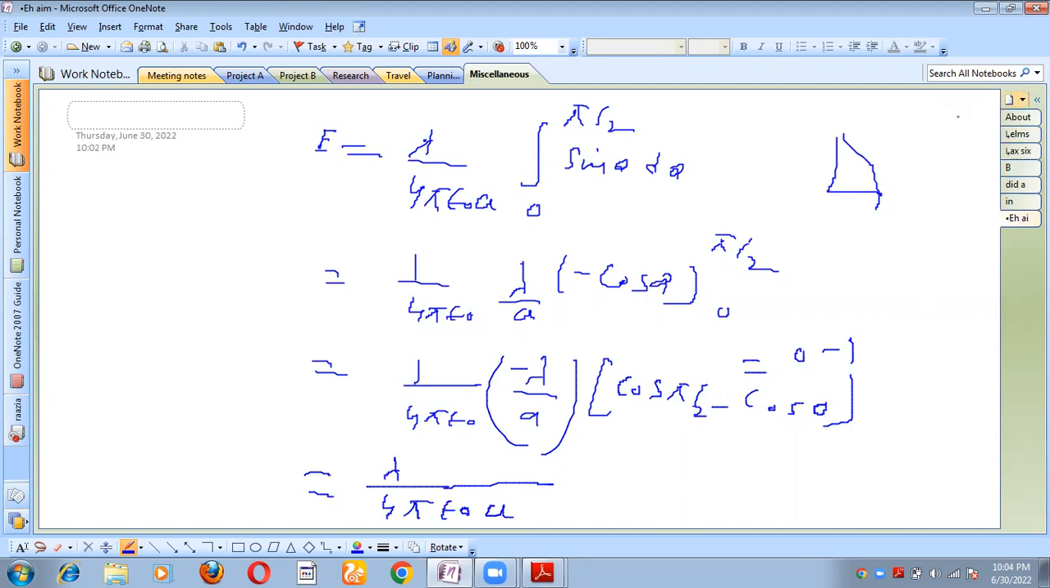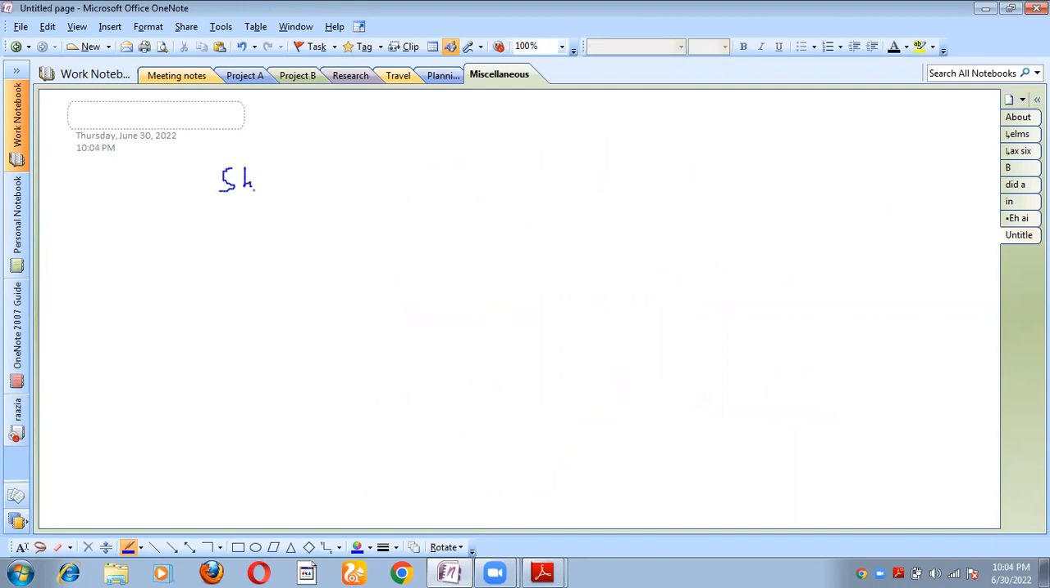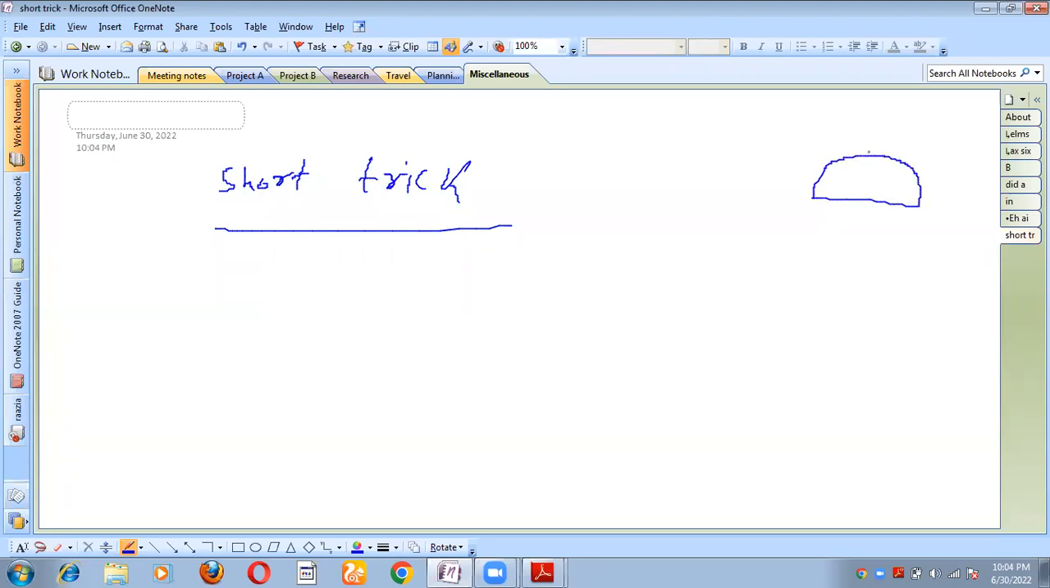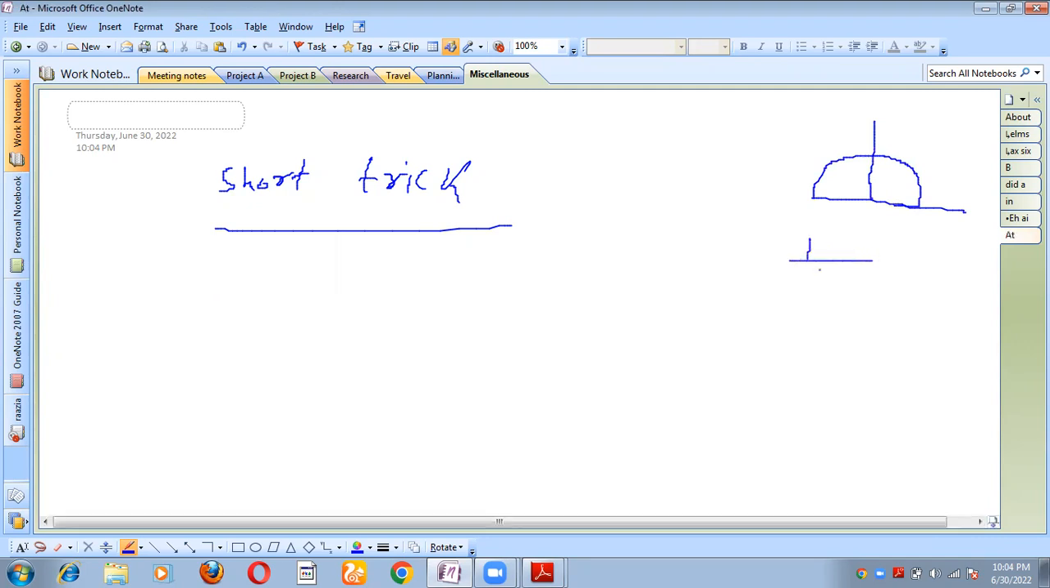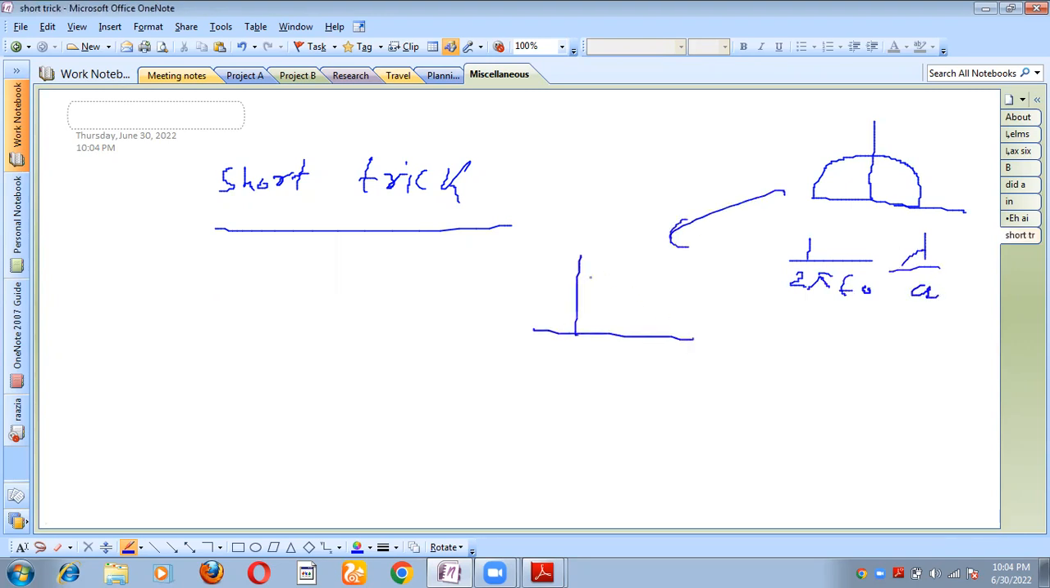Now I will give you one more short trick in this. No need to do integration. You have calculated the electric field of the full ring. What is that? 1 by 2 pi epsilon naught lambda by A, right? Now you have only half part of this, only a quarter is there. So what will happen? Charge is half, so the electric field becomes half. Correct or wrong?